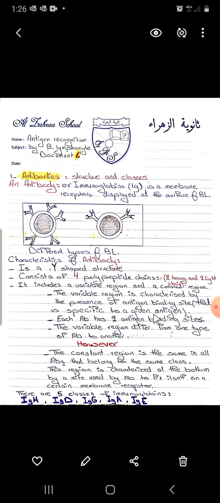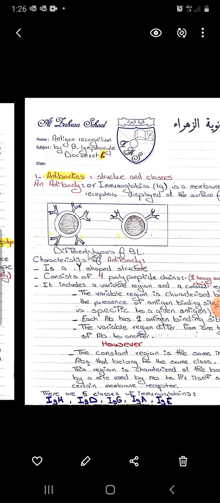It is specific to a given antigen. Each antibody has 2 antigen binding sites. As you notice, 1, 2. When I say antigen binding site, that means that the antigen will be caught by this binding site. In the previous sessions, we noticed also that the antibody binds and neutralizes the non-self antigen.